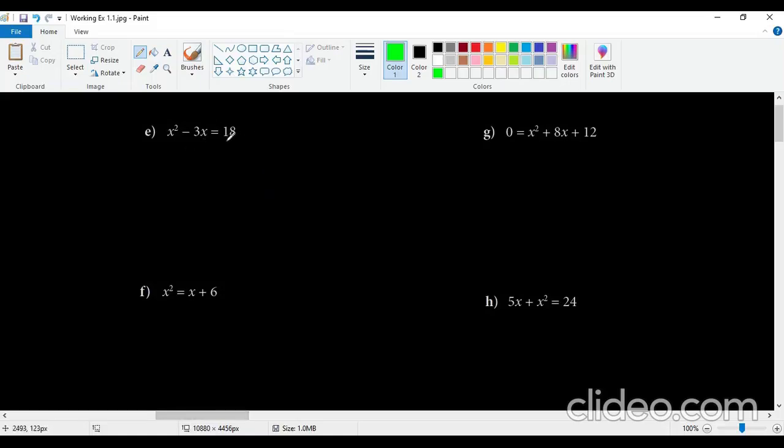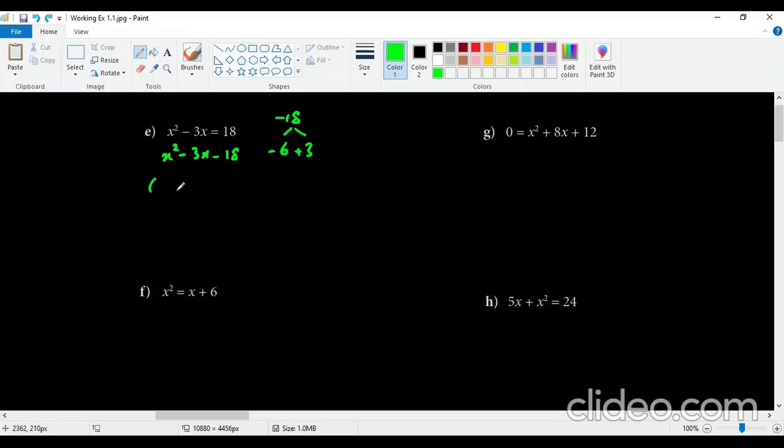Moving on to question E. Here we need to change this to a standard quadratic equation, which is going to be x squared minus 3x minus 18. We need minus 18 here. To find the factors of minus 18 that give a 3, they are going to be 6 and 3. 6 times 3 is 18, and minus 6 plus 3 gives you negative 3, which is this one.